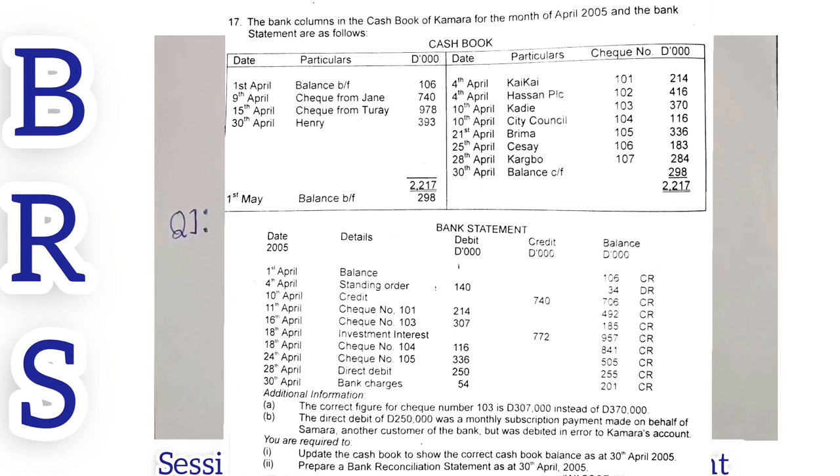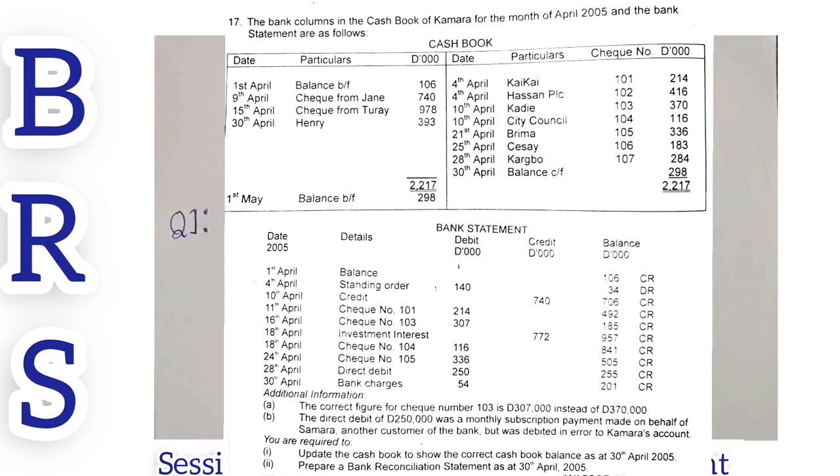370,000 Dalasi. That check number 103 in the cash book is at the credit side, because if you are checking the debit side, then 103 will be at the credit side of the cash book. It should have been 307 in the cash book. The one recording it actually recorded 370. So it's an error. We will correct that when we start solving it.